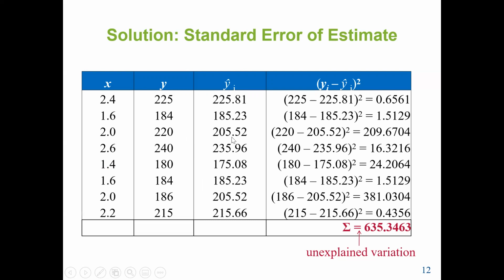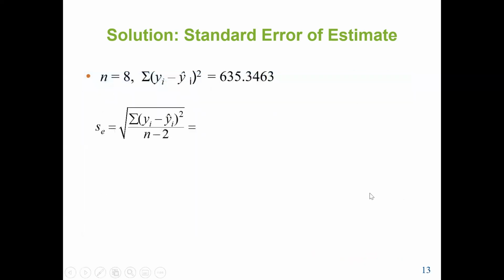So after we get the y hat, which is the predicted Y value, we find the difference of the actual value and the predicted value, and we square it. When we square it and sum everything, that's what we call the sum of squared errors. So we have it here, and this becomes what we call the unexplained variation. After we know the unexplained variation, we can come here now and plug it in to find the standard error of estimate.